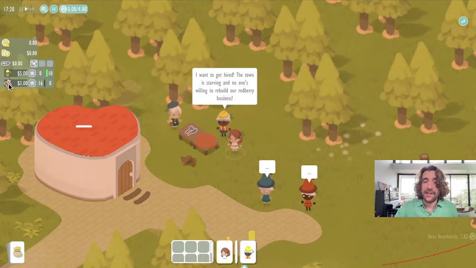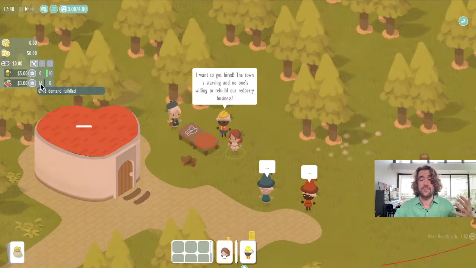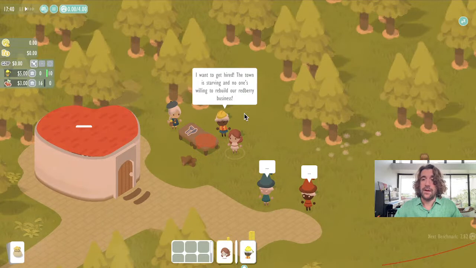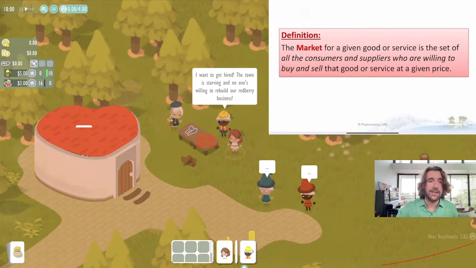In the other market, though, of red berries, it's the opposite. There are no producers of red berries, but this worker would really, really love to consume red berries. He would like to consume 16 of them. At this particular level, then, we have too much supply in the labor market and too much demand in the red berry market. I want to introduce at this point a little bit of theory because I think it's important.